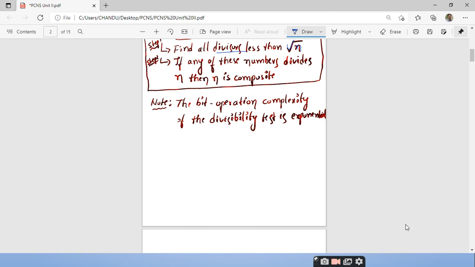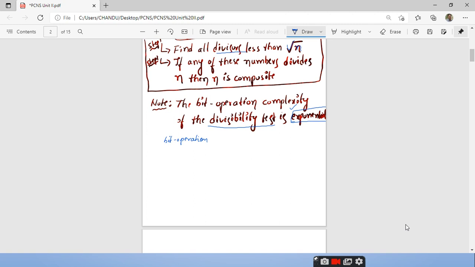So one application of this divisibility algorithm is to check whether a given number is prime or not. But coming to the time complexity of this divisibility test, it is exponential. This is where the algorithm has failed. Though it is able to check whether a given large integer is prime or not, the time complexity of this algorithm is very high. It is exponential in nature. So for example, take the bit operation complexity.